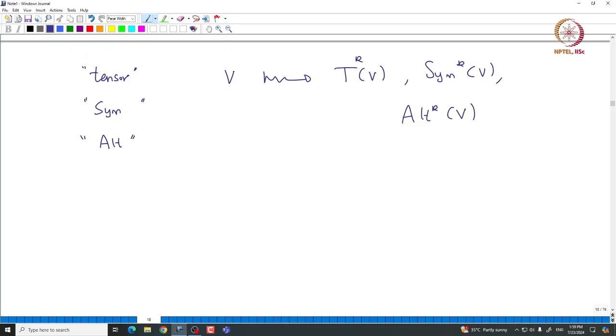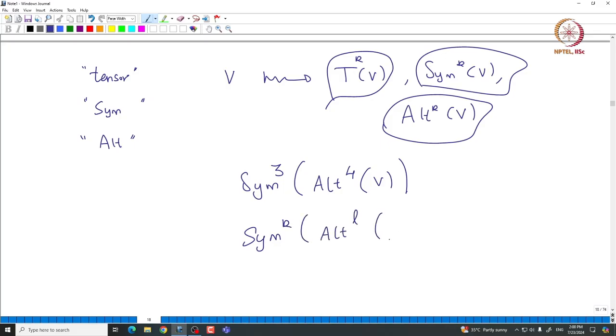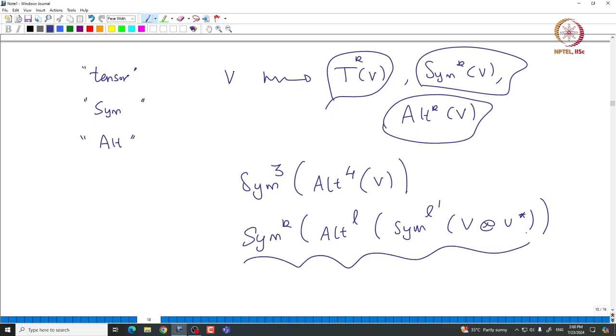Here is the natural question. Suppose we know some information about V, for example, let us say V is just an irreducible module. Then what information can one expect on these modules? You can see that even in SL2 theory, these questions become much harder. We can take all possible permutations and combinations and keep applying things. For example, one can take SYM power 3 and then ALT power 4 on some representation V. Similarly, one can take the dual, SYM power K and then ALT power L, and then apply SYM power L dash on some V, and then take the dual, and so on.